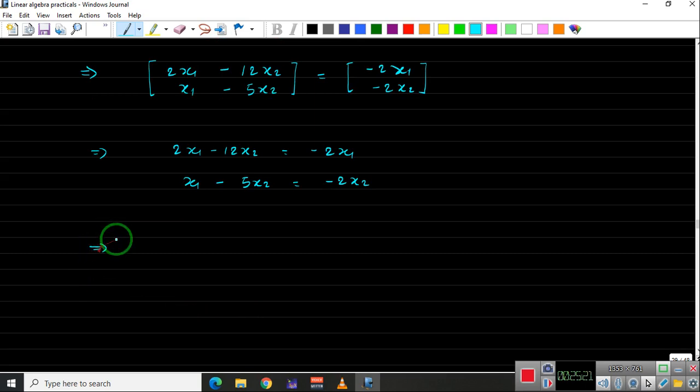Now take all the terms together. Minus 2x1 becomes plus when taken to this side, so it becomes 4x1 minus 12x2 equals 0, the first equation. And x1 minus 5 plus 2 gives minus 3x2 equals 0. This is our equation number 1 and this is our equation number 2.